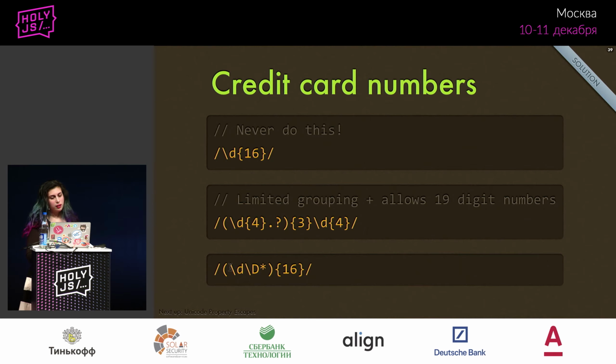Probably the closer one is the last one, which matches one digit, followed by anything that is not a digit, 16 times. So this will always match 16 digits. And there was a regex in the tweets that also started with \d*. That's actually better. I just liked how short this was.